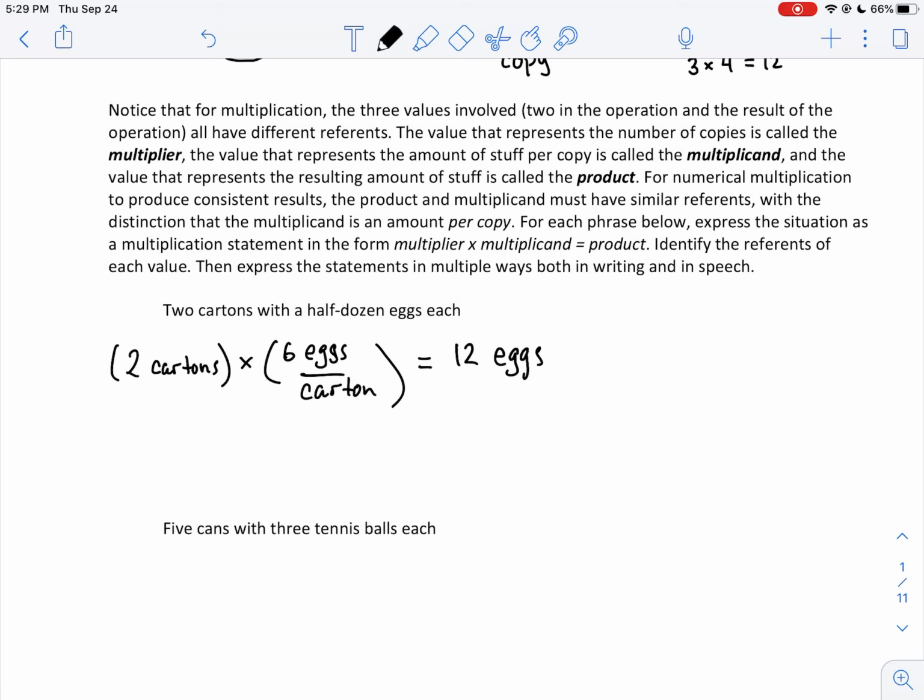All right, so we've expressed this as a multiplication statement, and we've identified the reference of each value. And you can see they're all different. Cartons, eggs per carton, and then just simply eggs. But again, the multiplicand and the product both refer to eggs, with the distinction that the multiplicand is a per copy, in this case per carton.